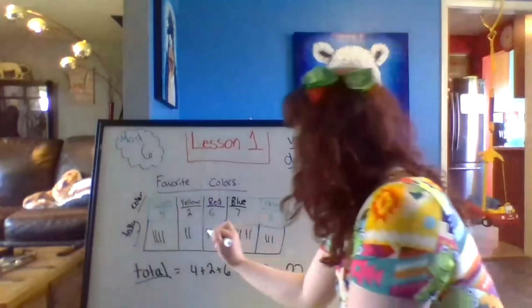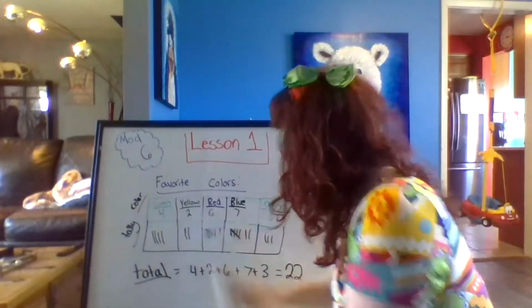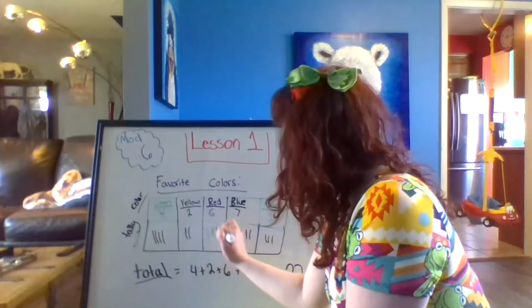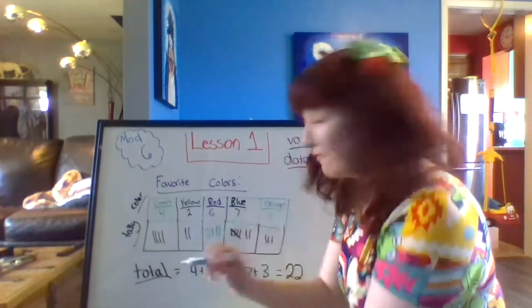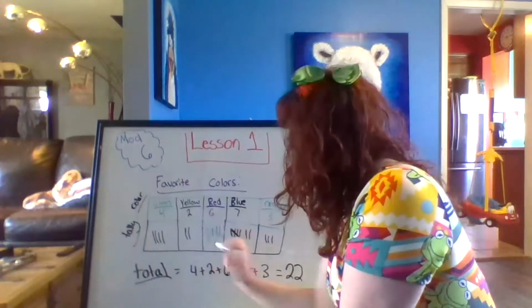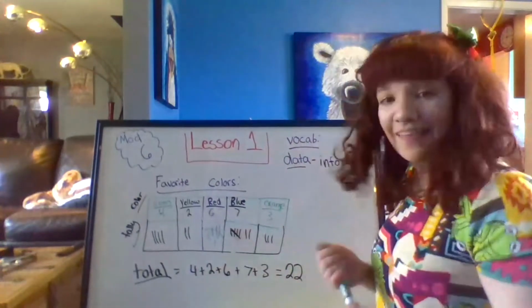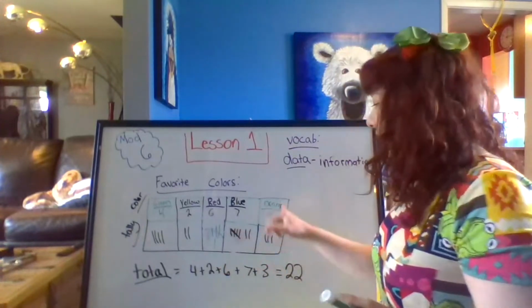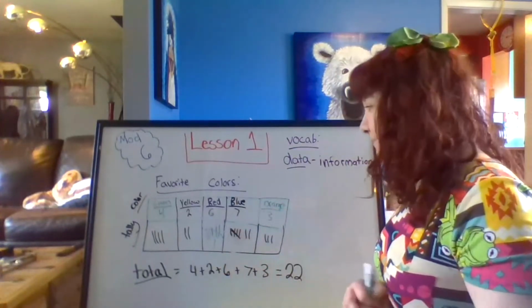because you can see there's 1, 2, 3, 4. And then to make 5, I just put a line across it like that. And 1 more to give me 6. And then for 7, I did 7 slashes. And for orange, we had 3.